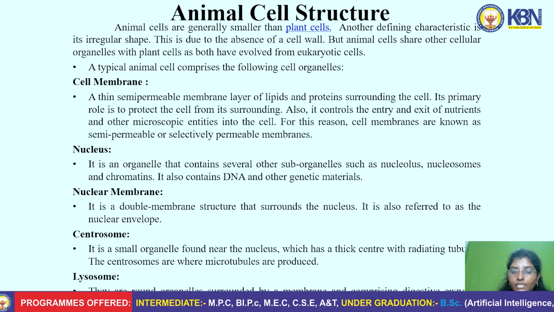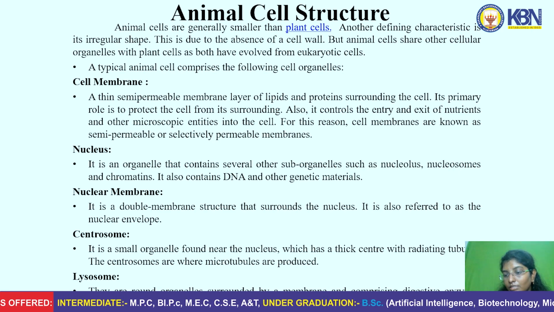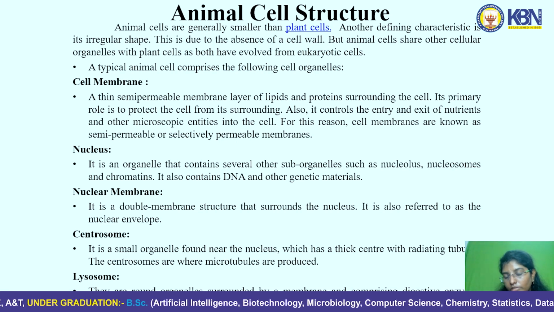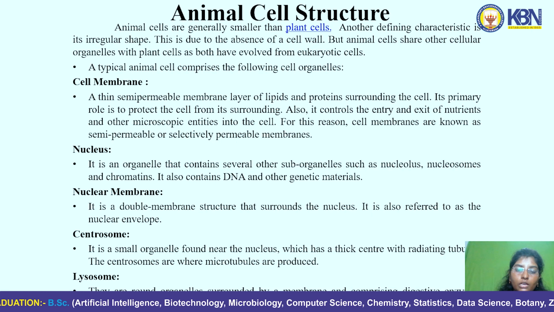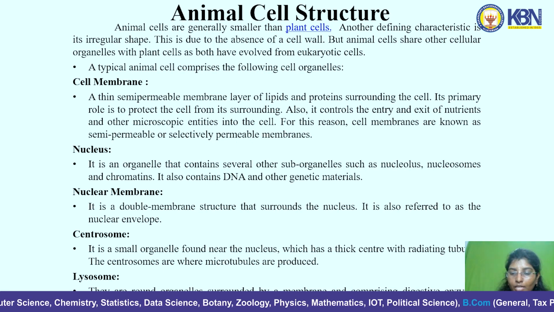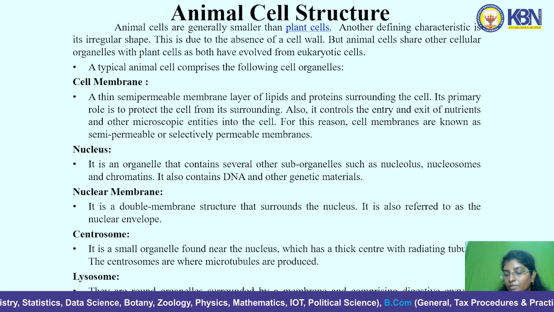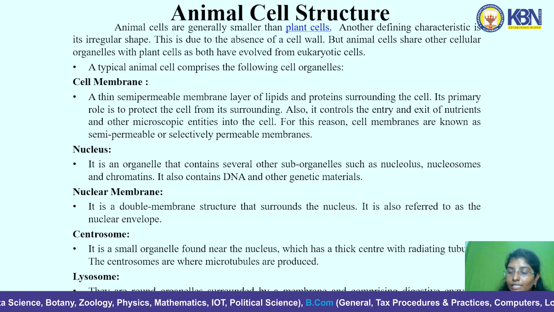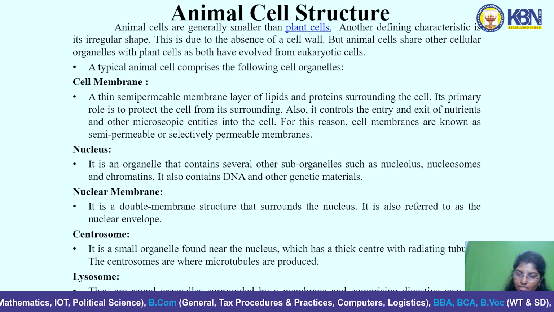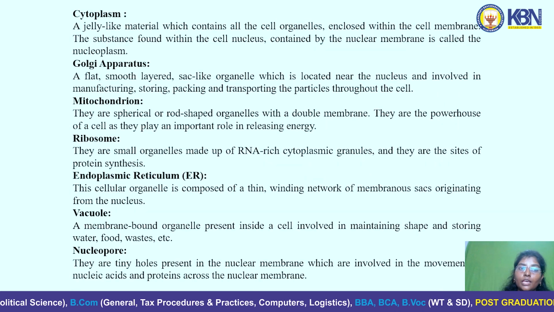It also contains DNA and other genetic materials. Nuclear membrane is a double membrane structure that is present around the nucleus, and it is also referred to as nuclear envelope. Centrosome is present near the nucleus, and it has microtubules. And lysosomes are round organelles surrounded by a membrane. These lysosomes consist of digestive enzymes which help in digestion, excretion and cell renewal process.